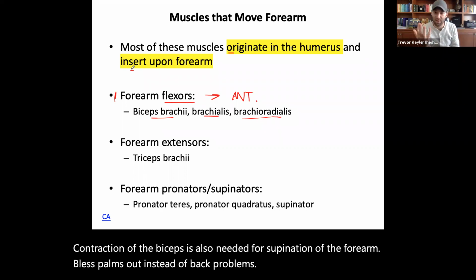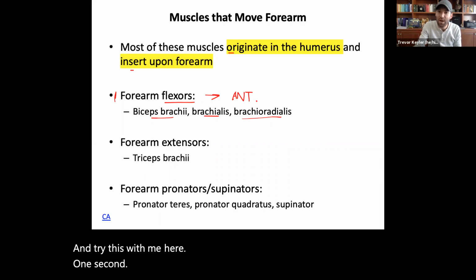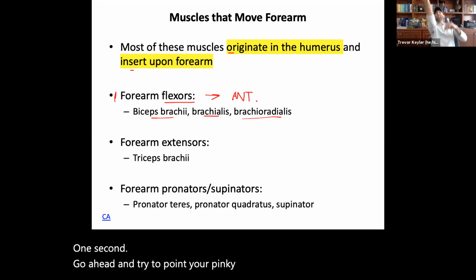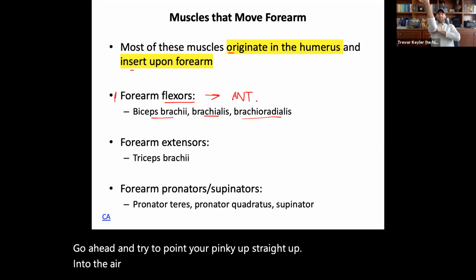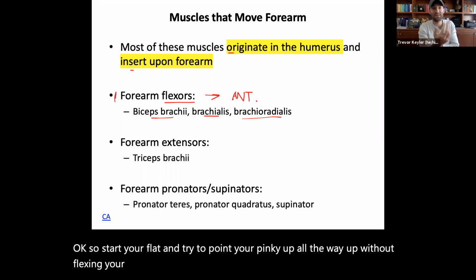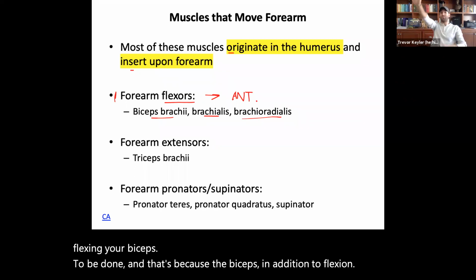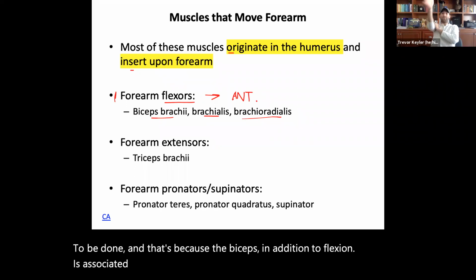And try this with me here. One second. Go ahead and try to point your pinky straight up into the air without flexing your biceps, okay? So start with your palm flat and try to point your pinky all the way up without flexing your biceps, okay? It can't be done. And that's because the biceps, in addition to flexion, is associated with supination of the forearm. So you can feel that contraction there.